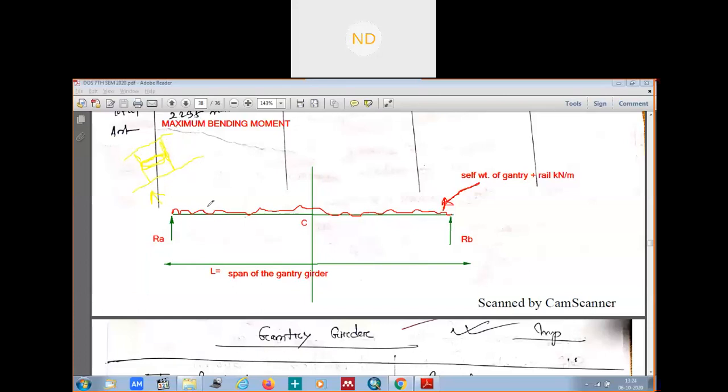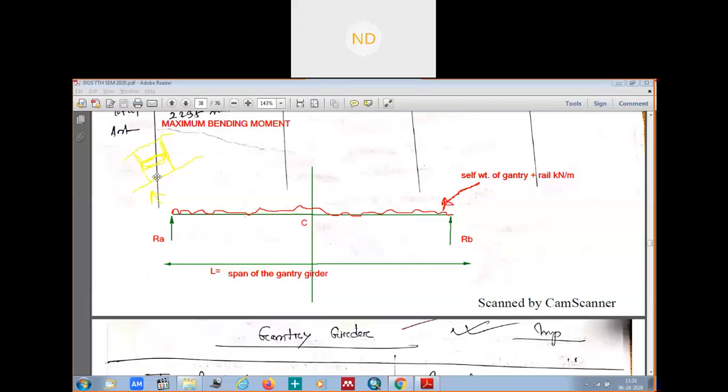This one is your gantry girder, and these are the two wheels of the crane girder. Here one and here one. So somewhere here will be your crane girder wheels. Now, but where is your maximum bending moment?